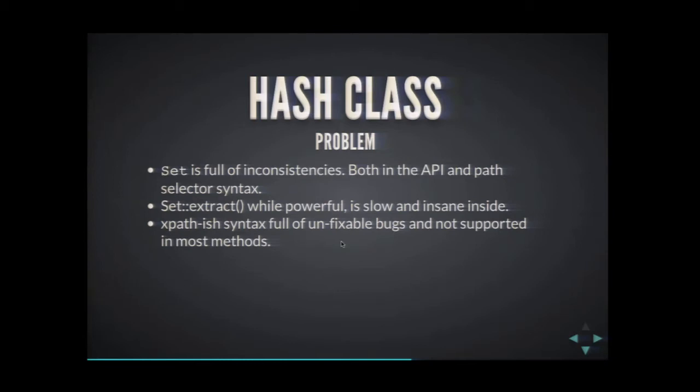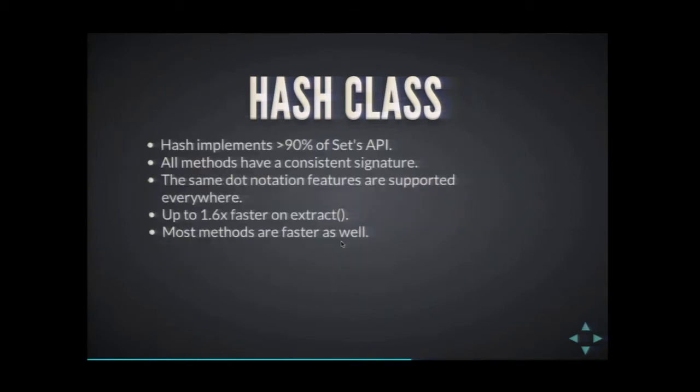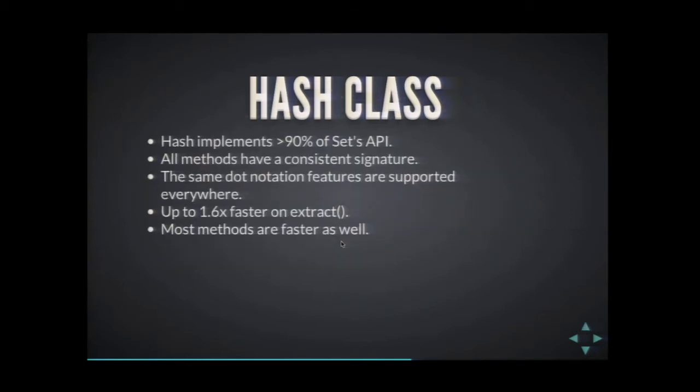There's too many problems, there's too many corner cases. And the code, if you've ever worked on the code, like Jose and I have, it is mental. It is absolutely crazy inside. It works, but it's pretty special inside. So what we did is I rewrote most of Set to be the Hash class. It implements over 90% of Set's API, and all methods have a consistent signature.